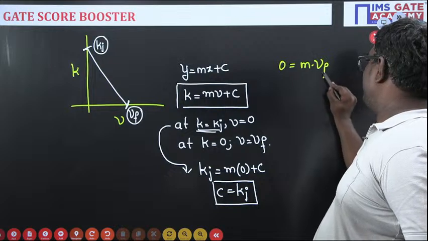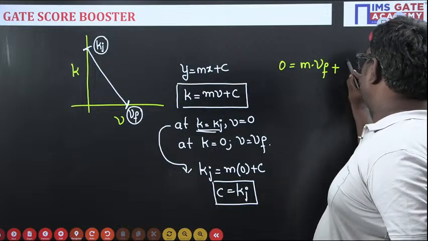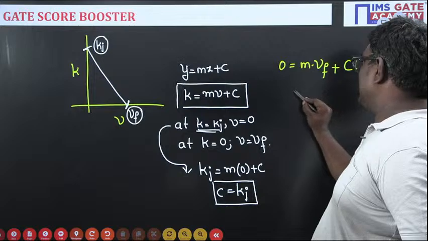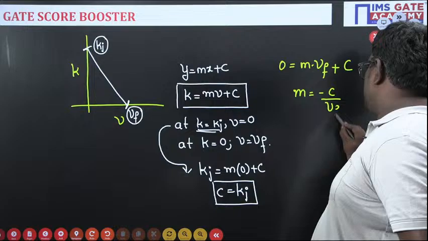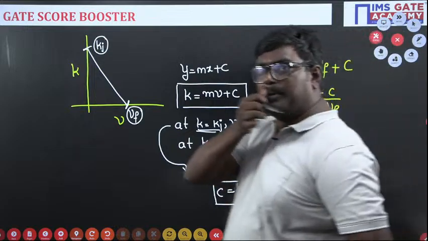Similarly, at k is equal to 0, v is equal to vf. So 0 is m into vf plus c. So you can write m is equal to minus c upon vf. M is equal to what, sir? Minus c upon vf.